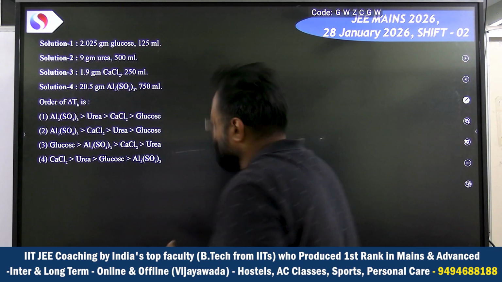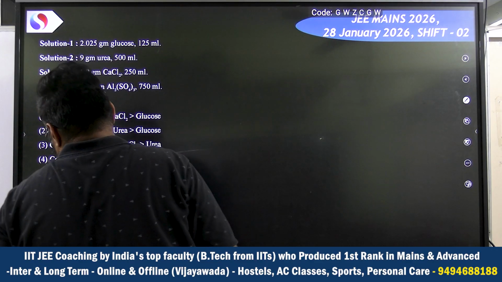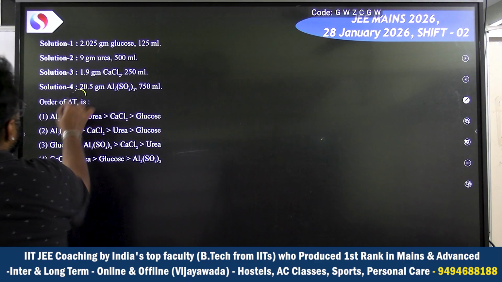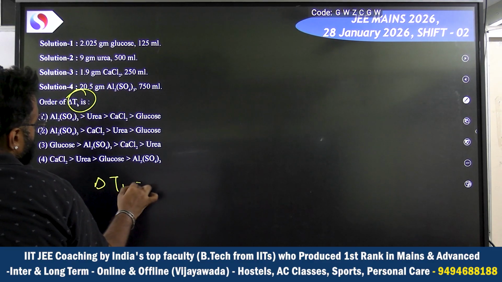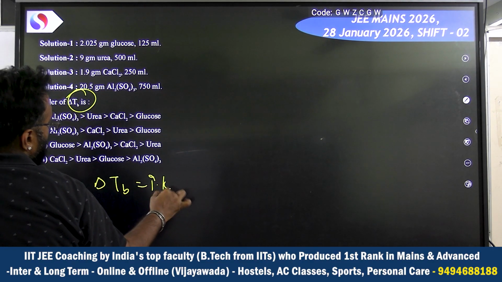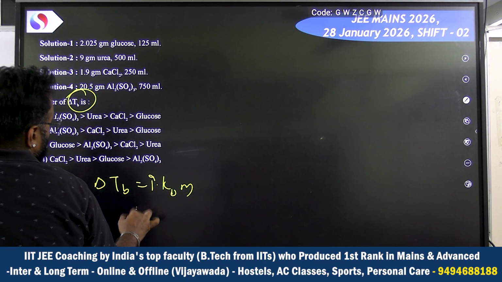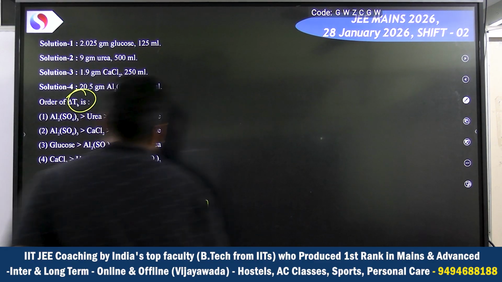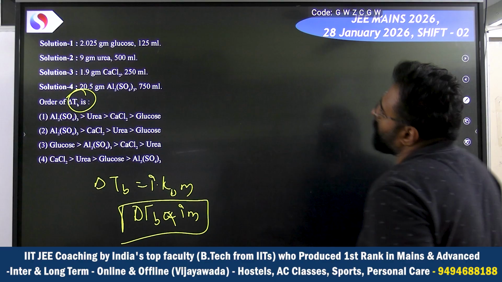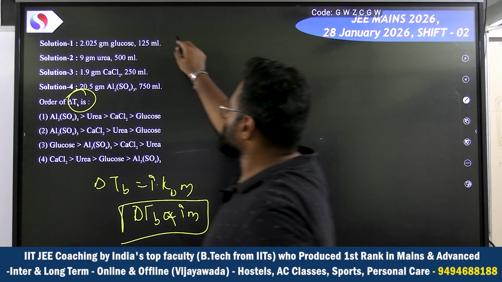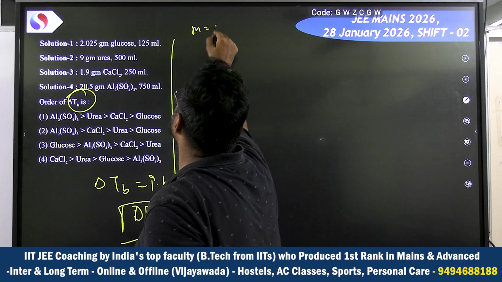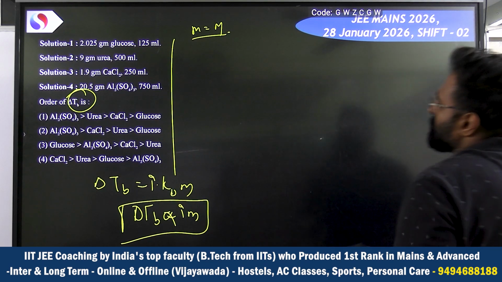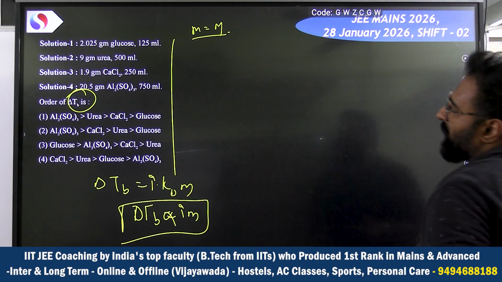Solution 1, solution 2, solution 3 and solution 4. What we need to find? We need to find order of TB. So delta TB is equal to I into KB into M. So delta TB is directly proportional to I into M. Chalo. And for all these solutions, consider molality is equal to molarity. Okay? Then only we can easily solve the question.